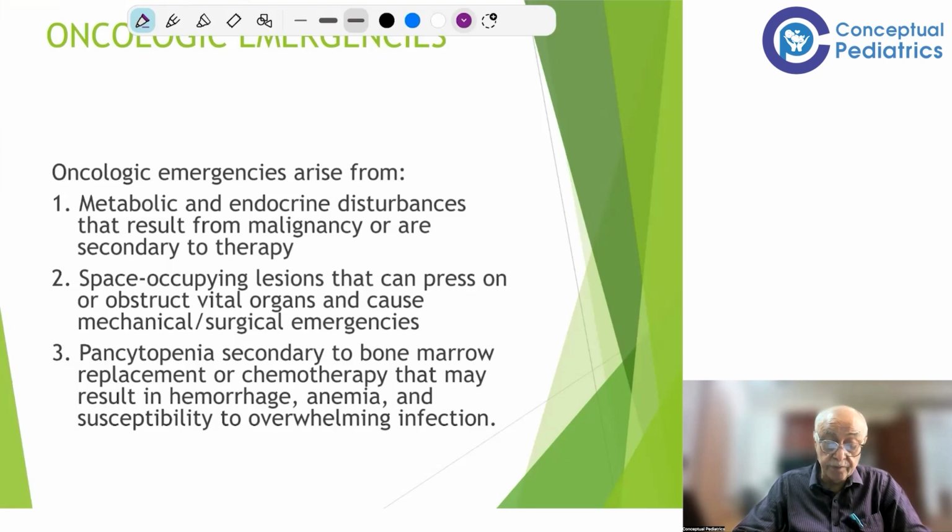Secondary to bone marrow replacement or chemotherapy, as I've been treating, let's say, in case of a leukemia, and secondary to pancytopenia, there were so many cases, they come with infections or hemorrhage, and they can be oncological emergencies. So they may result in hemorrhage, anemia, susceptibility to overwhelming infections. So basically, these are the three subsets of the oncological emergencies.